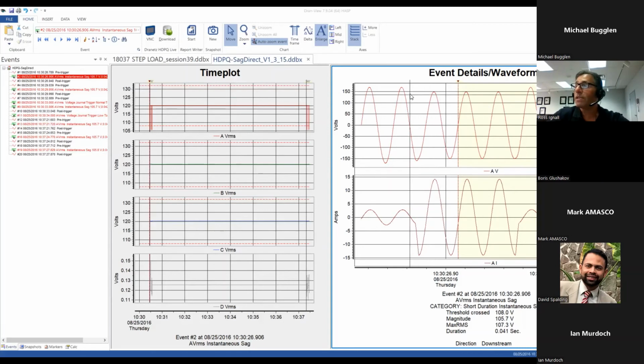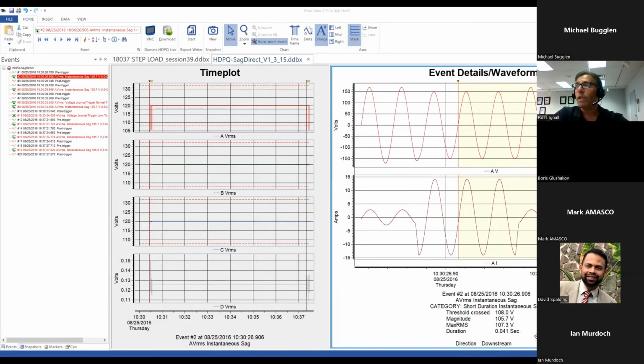So you can see this is a downstream sag. Voltage goes down, current goes up. That means something turned on. Usually that's load-based that caused this, all right? You can see here's the data within DranView. It was categorized as a short duration instantaneous sag, and its direction was downstream.